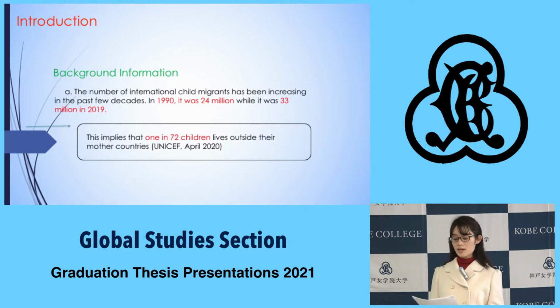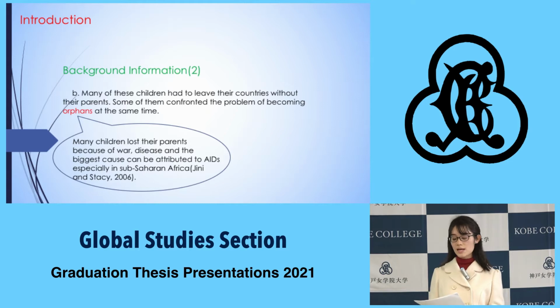Background information. According to UNICEF, the number of international child migrants has been increasing in the past few decades. In 1990, it was 24 million, while it was 33 million in 2019. This implies that 1 in 72 children lives outside their mother countries.